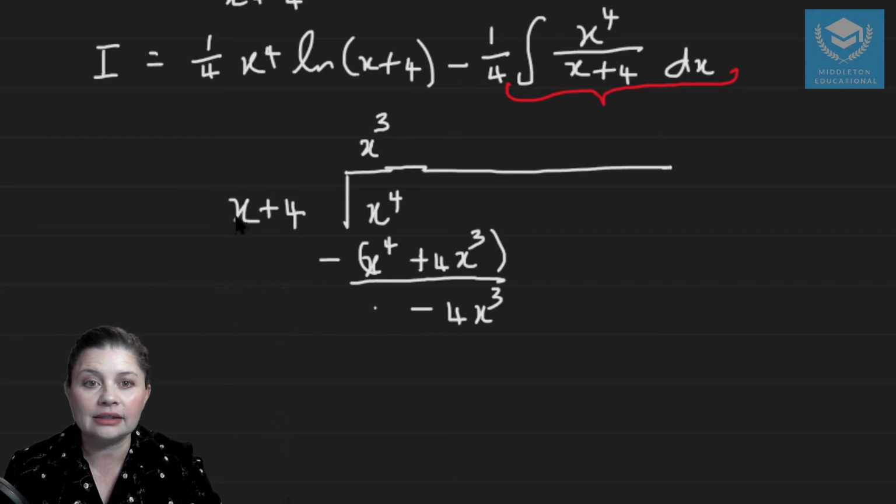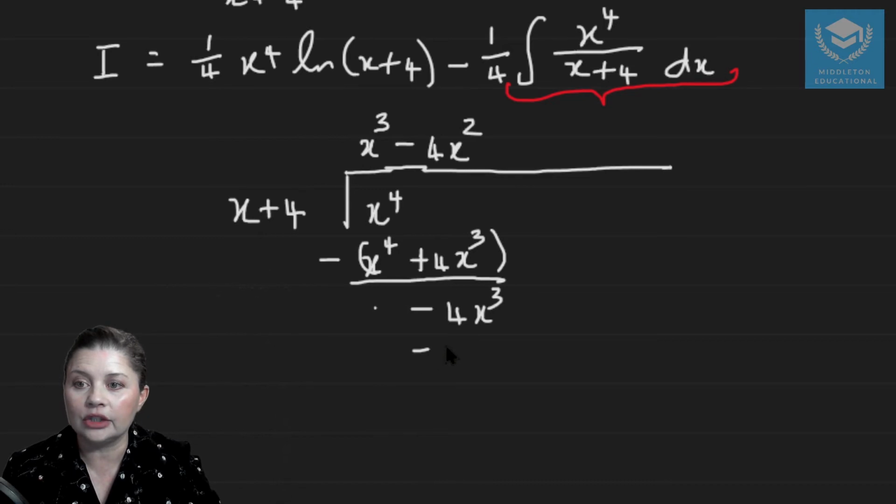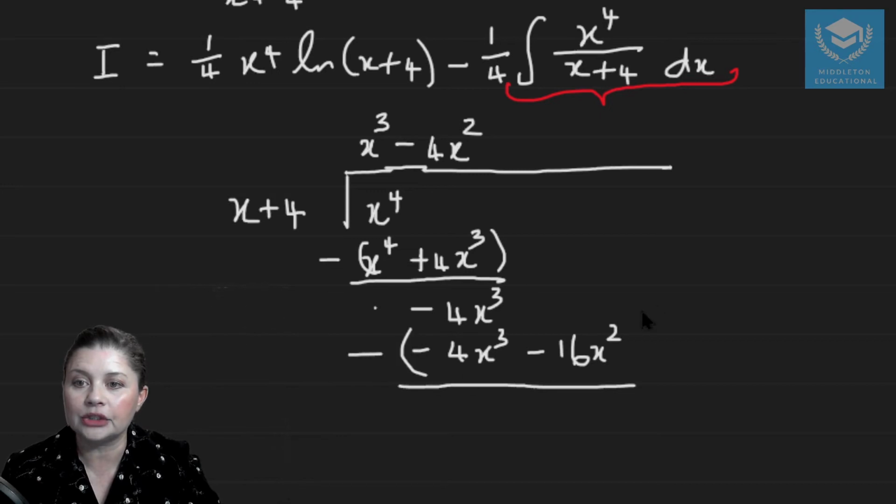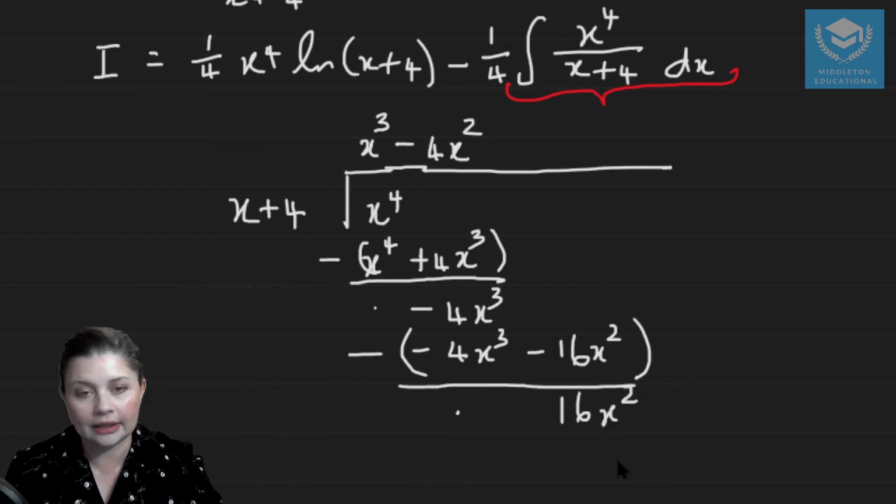So then we say x, the first part of x plus 4, divides into minus 4x cubed, and it's going to be minus 4x squared. Then minus 4x squared multiplied by the first part is going to give you minus 4x cubed. Minus 4x squared multiplied by the second part is going to give you minus 16x squared. Then minus this expression. So that's going to be 0, and this is going to be 16x squared.